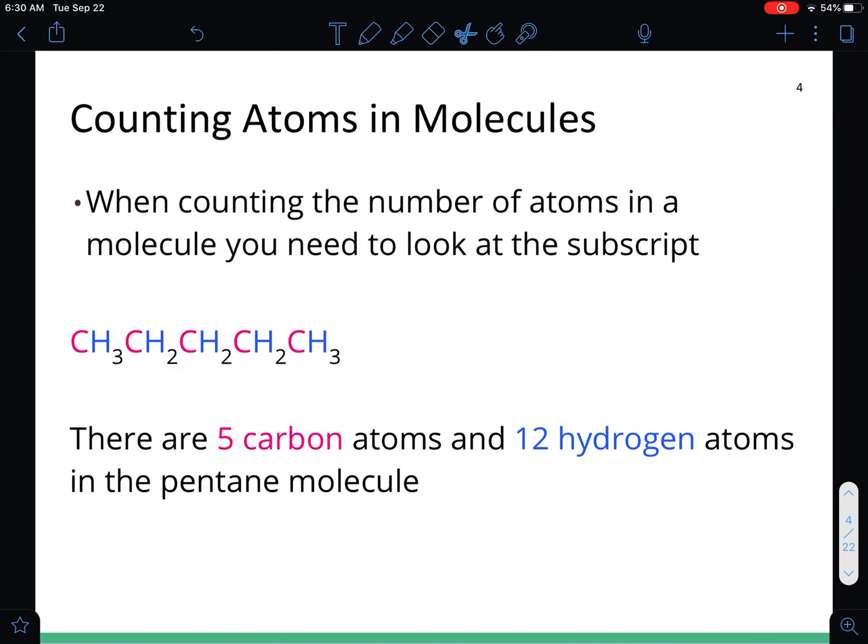All right, so counting atoms. We already had an example just on that last slide with the calcium carbonate, CaCO3. But how we go about counting up all the atoms in a molecule is just by counting how many times you see that chemical symbol in the formula and multiplying it by any of the subscripts that you see. So I see carbon 1, 2, 3, 4, 5 times. There are 5 carbons. And for hydrogen, there is 3 plus 2 plus 2 plus 2 plus 3 to give us 12.